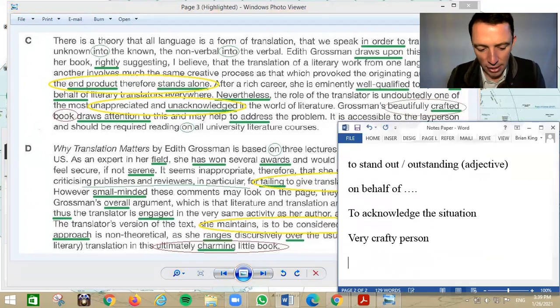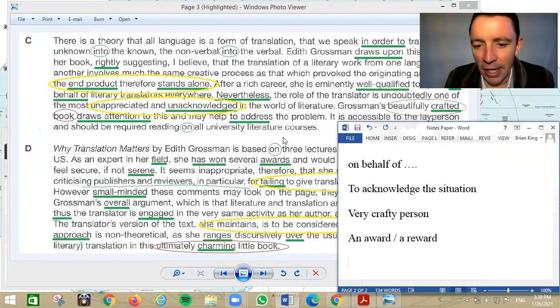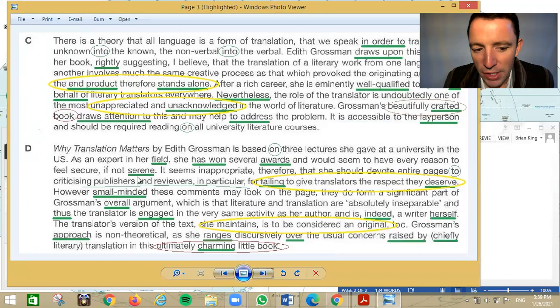And I will write it here. An award and a reward. Very interesting difference, okay? And serene, I think that's very similar in Spanish, if not serene, like very calm, very relaxed, very, very calm, really, okay? Failing, again, it's fallar.